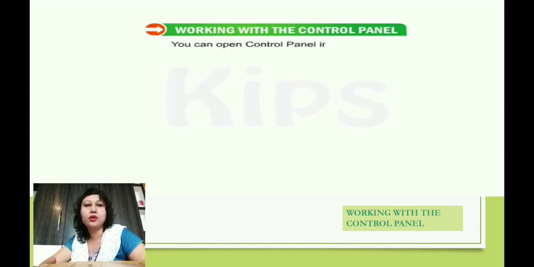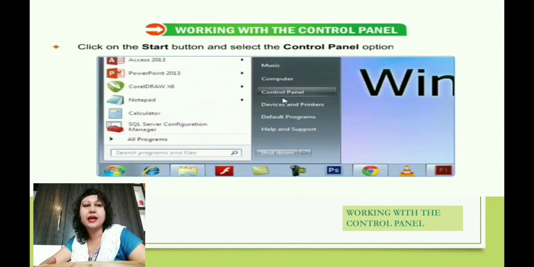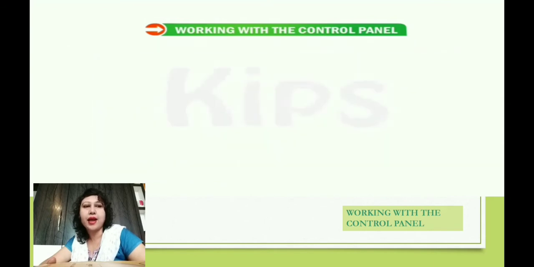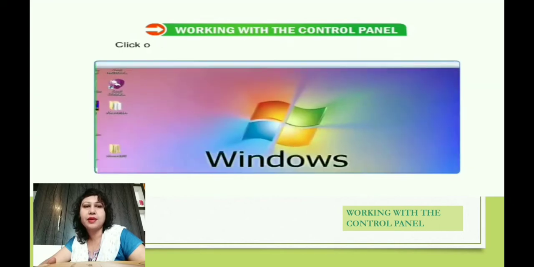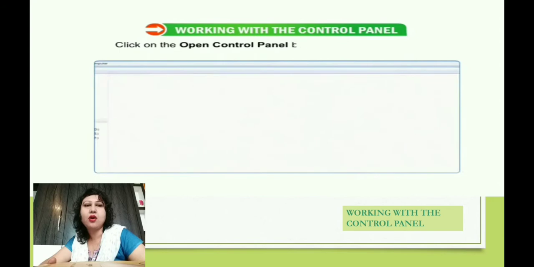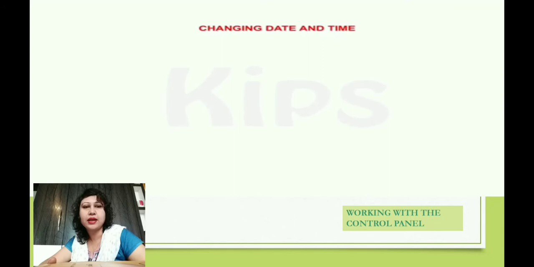We can open control panel in two ways. The first way is we can click on the start button and select the control panel option from the right pane, or we can double click on the computer icon which is present on the desktop, and from there we can click on the open control panel button which is located on the toolbar. As we click there, the control panel dialog box will open.